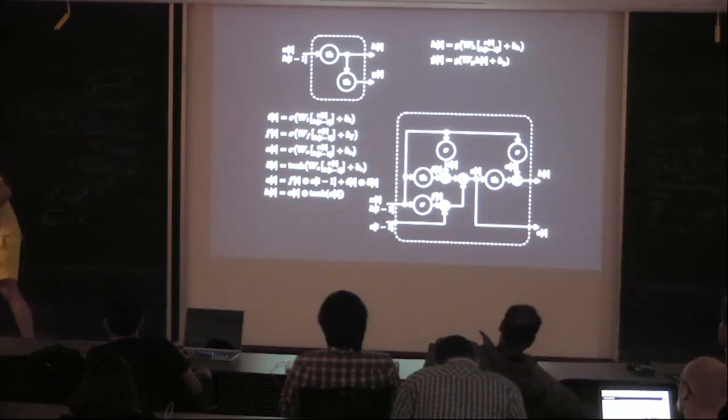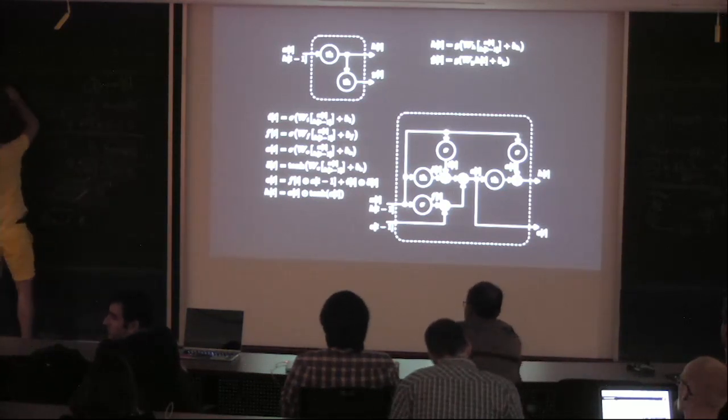It could be 0.5. Yeah, it could. Okay, never mind. Smoothly binary.